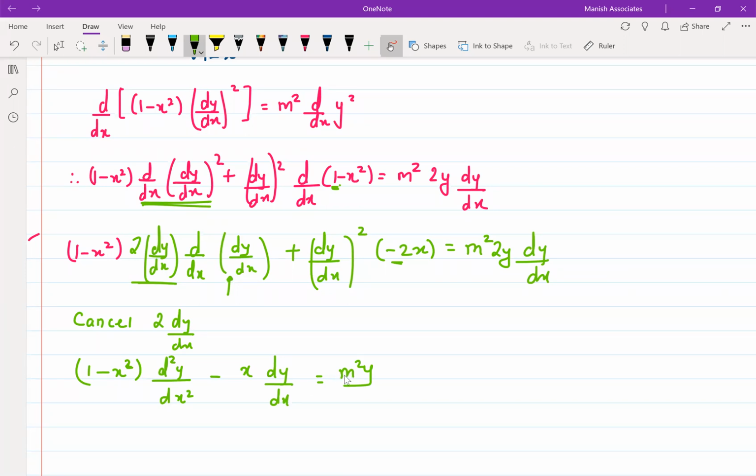In the next step, what will you do? You will shift the m square y on LHS. Once you shift the m square y on the LHS, you will get the required answer. Is that clear? If you have followed it, please start working on it, please.